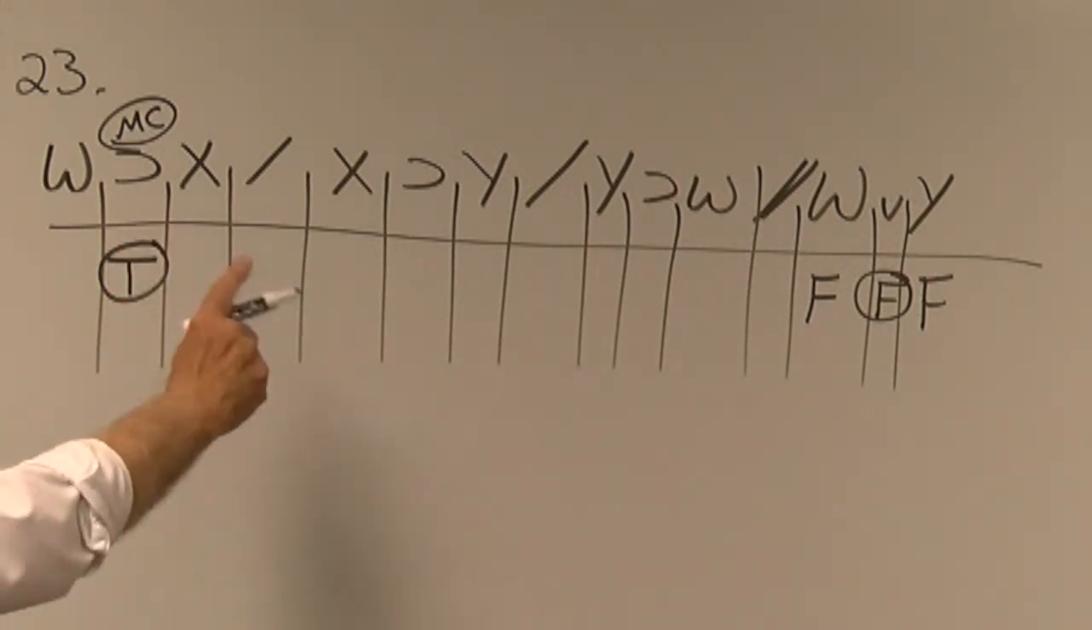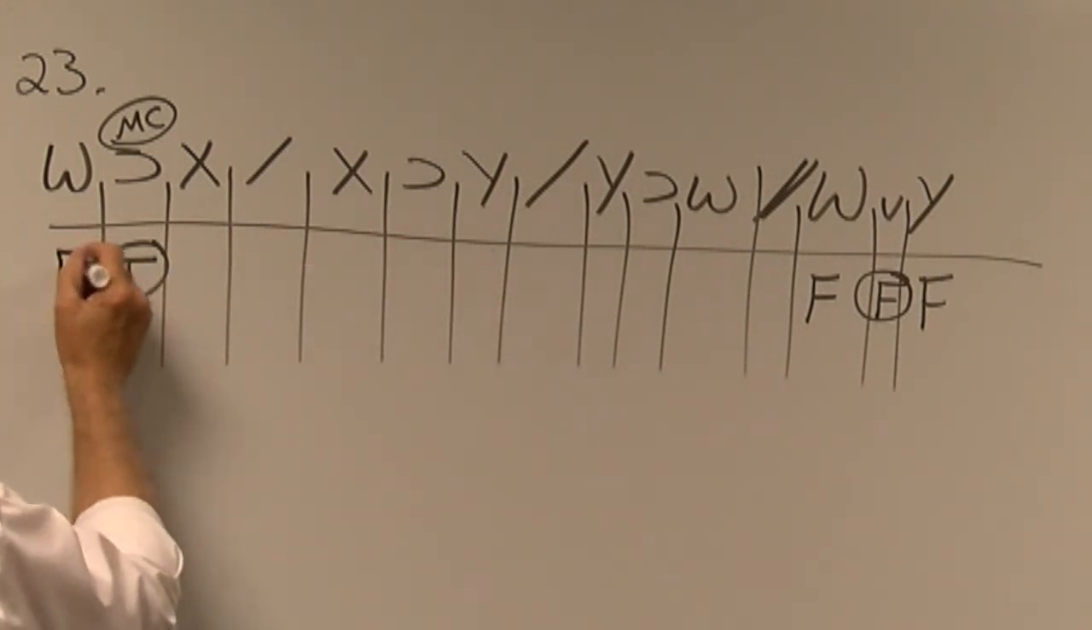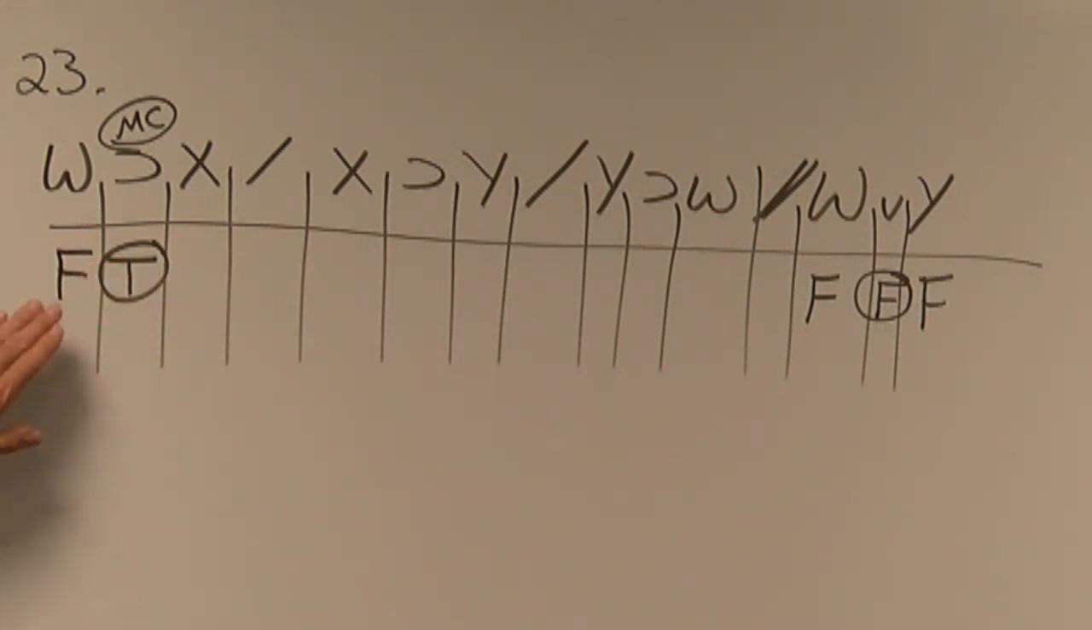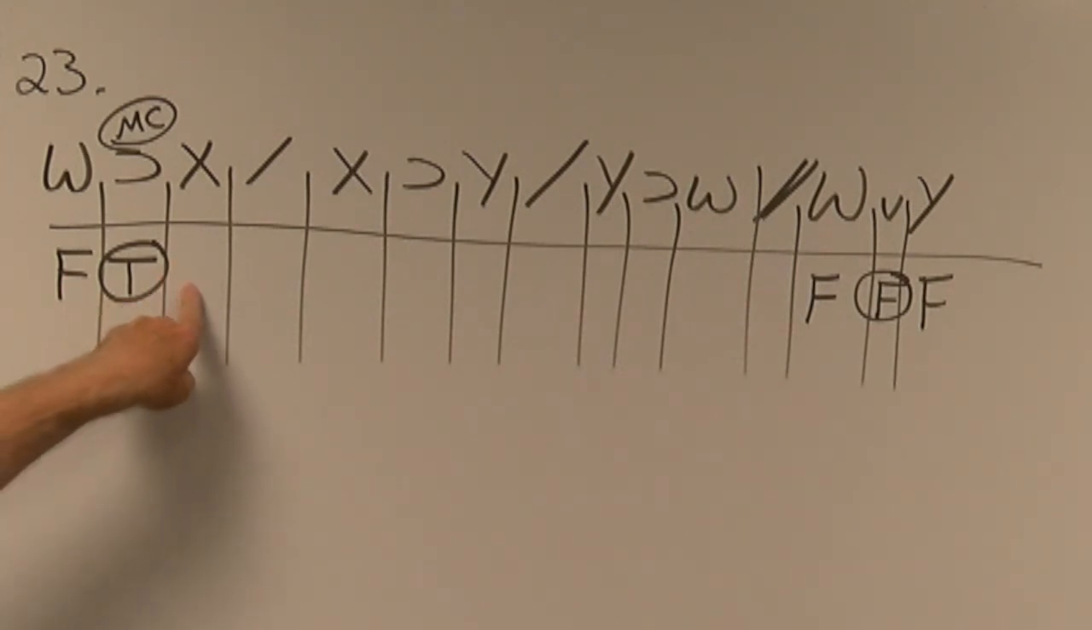Now here, W is false. We'll put that in. If the antecedent of this horseshoe statement is false, does it matter what the X is? If the X was false, the statement would be true. If X were true, the statement would be true. So it doesn't matter what X is. So don't put anything. Don't overcommit. Leave it blank.